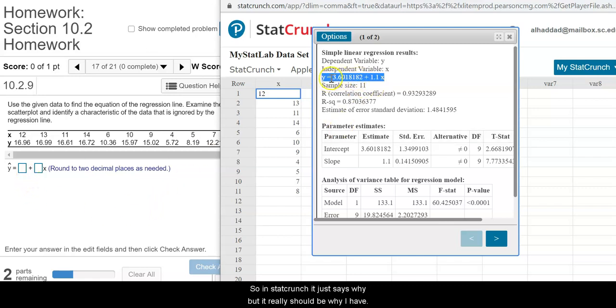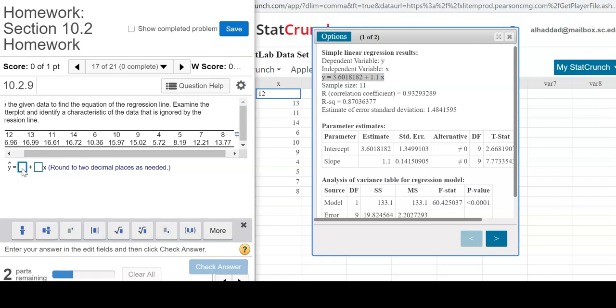So in StatCrunch it just says Y, but it really should be Y hat. And then this says round to 2 decimal places, so you have 3.6 for the constant and 1.1 for the coefficient of X. So it's like 3.60 and 1.10, but you don't have to write the zeros.